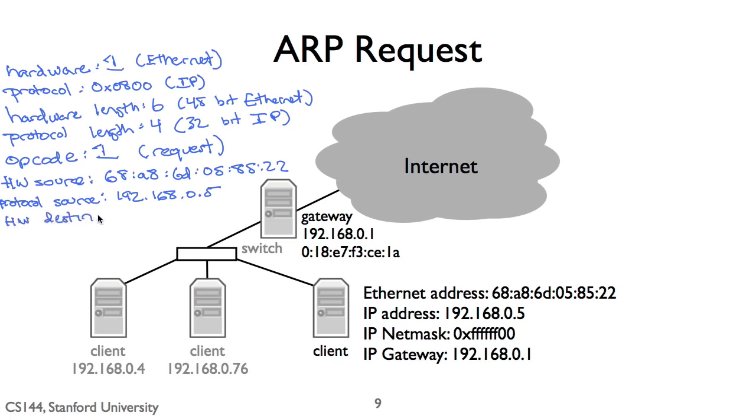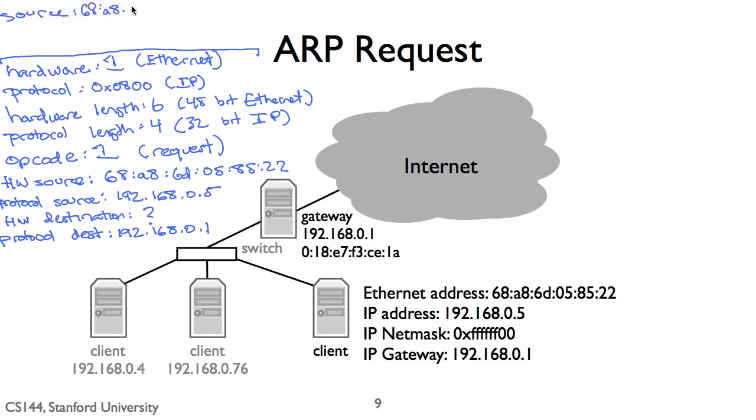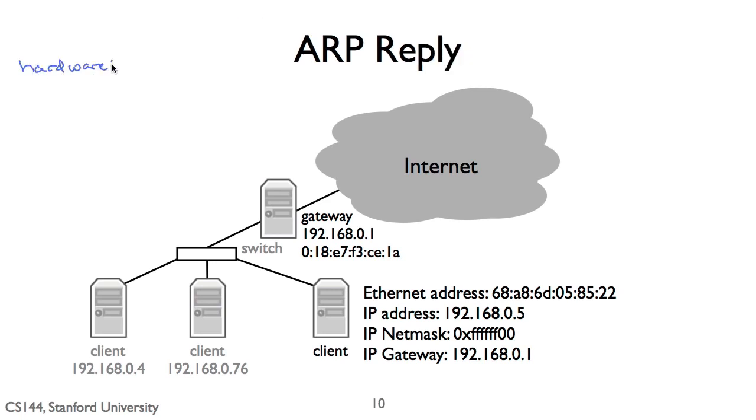Every node in the network receives it and refreshes the mapping between the sender's link layer address, 68A860058522, and its network layer address, 192.168.0.5, or it inserts a mapping if it doesn't already have one. The client will generate an ARP request whose link layer source address is its address, 68A860058522. The destination link layer address is the broadcast address, FF, all ones. The gateway sees that the request is for its IP address and so generates a reply.